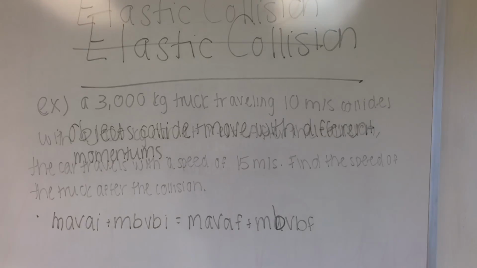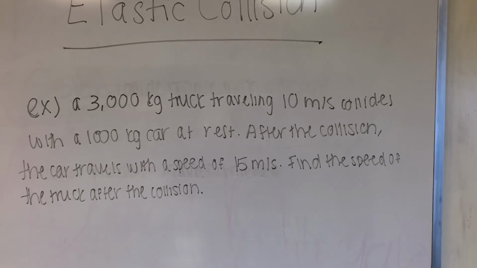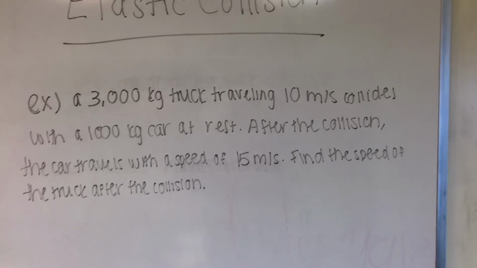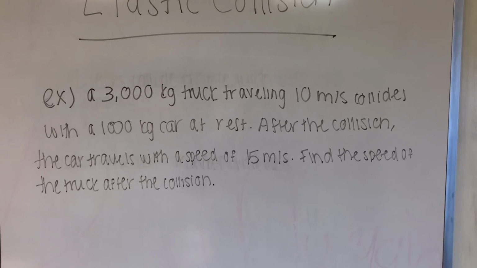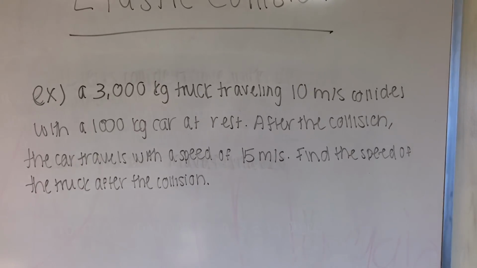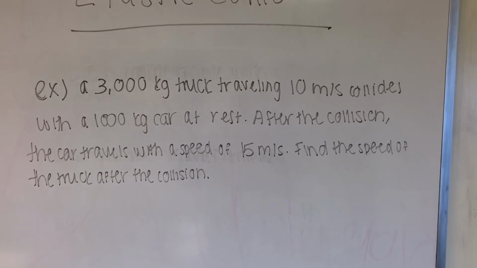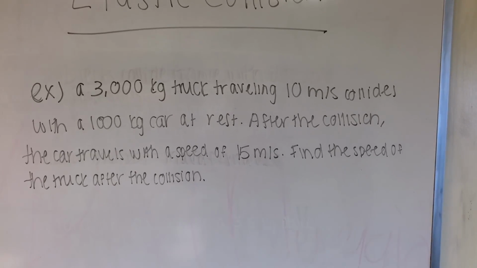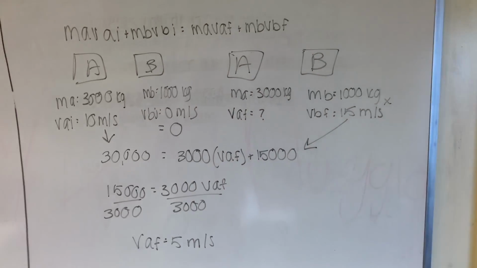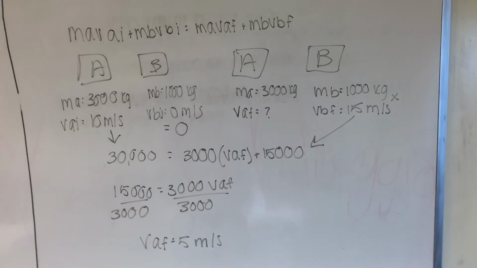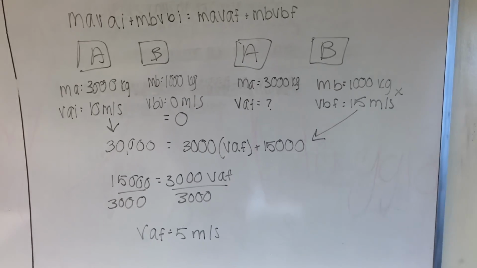For example, a 3,000 kilogram truck traveling 10 meters per second collides with a 1,000 kilogram car at rest. After the collision, the car travels with a speed of 15 meters per second. Find the speed of the truck after the collision. It's easiest if you draw a picture for these equations using boxes labeled A and B just to keep your work straight.